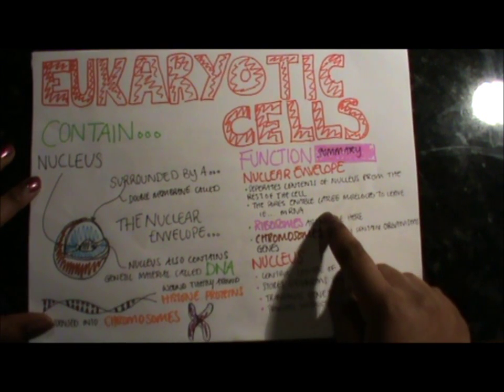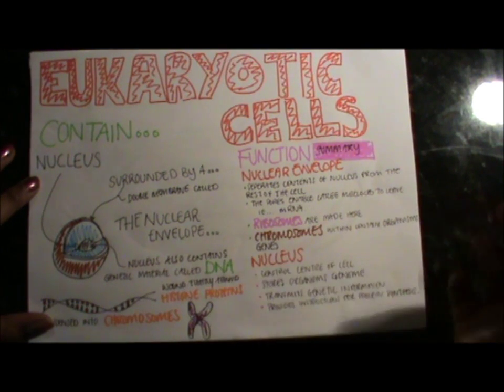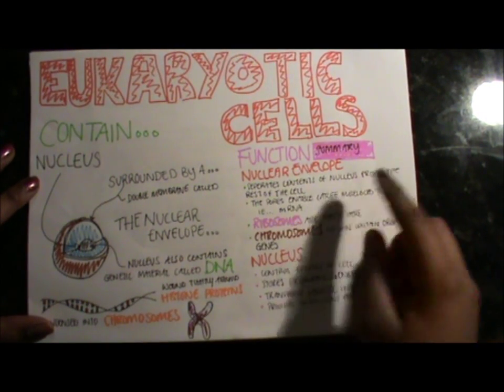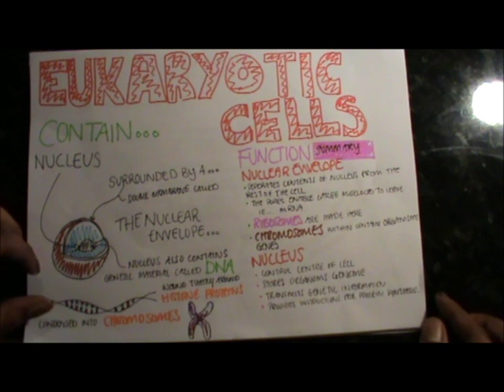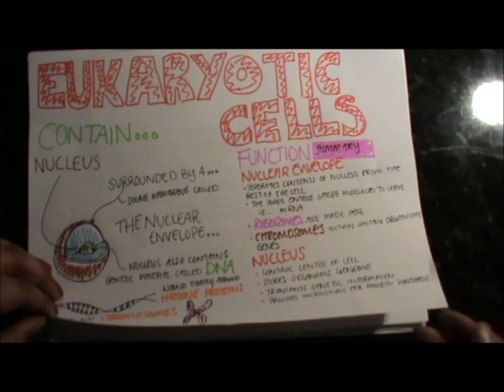The nuclear envelope that surrounds the nucleus acts as a containment, so it separates the contents of the nucleus from the rest of the cell, and the pores in the nuclear envelope allow large molecules to leave, such as the mRNA.